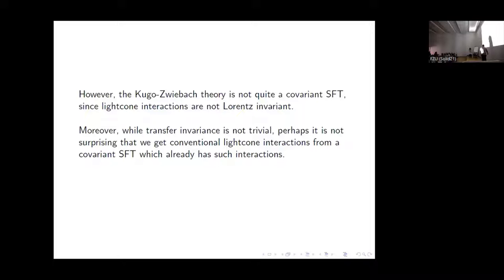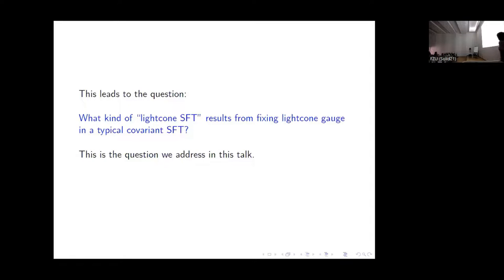Okay, but the Kugo-Zwieback string field theory is not really quite what one thinks about when you think about covariant string field theory, because it has light cone style interactions, and light cone interactions are not covariant. Okay. And moreover, maybe it's not surprising that you would get a light cone string field theory with the conventional light cone interactions if you start with the covariant theory, which also has those interactions. So the real question we want to ask is what kind of light cone string field theory results from fixing light cone gauge in a typical covariant string field theory? Okay, so this is the question we want to address in this talk.